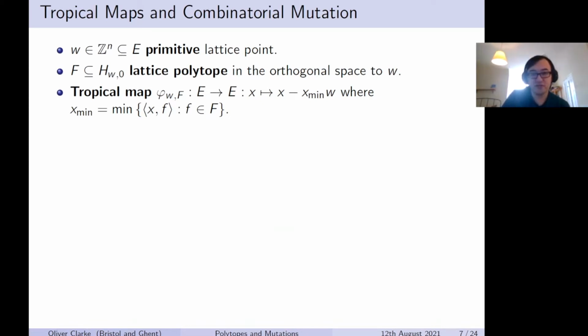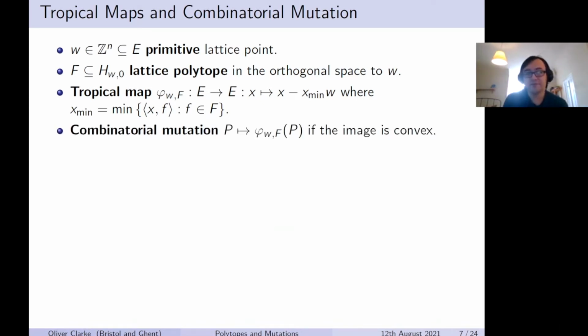But if you restrict a tropical map to a polytope, and you note that the image is convex, then we say that you obtain a combinatorial mutation of your polytope. If the image isn't convex, then it's not a polytope anymore, so it might not make sense to call this a mutation.